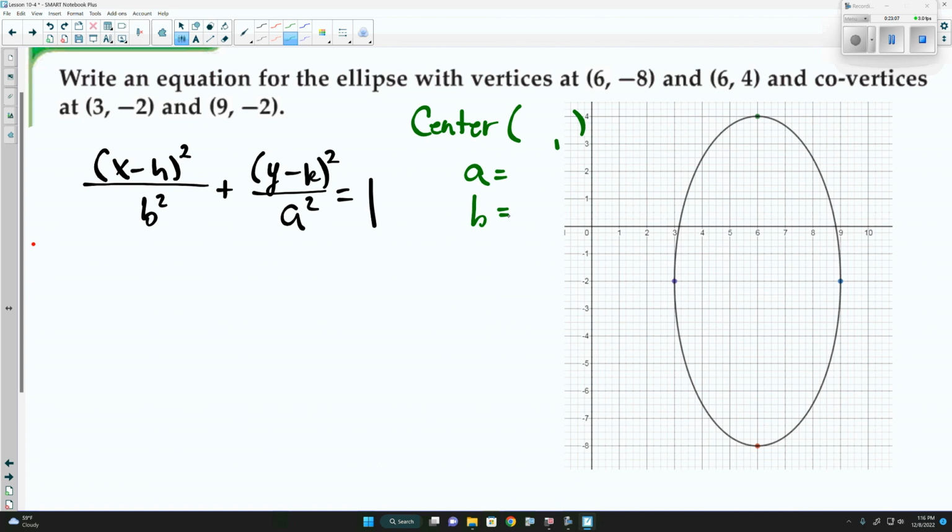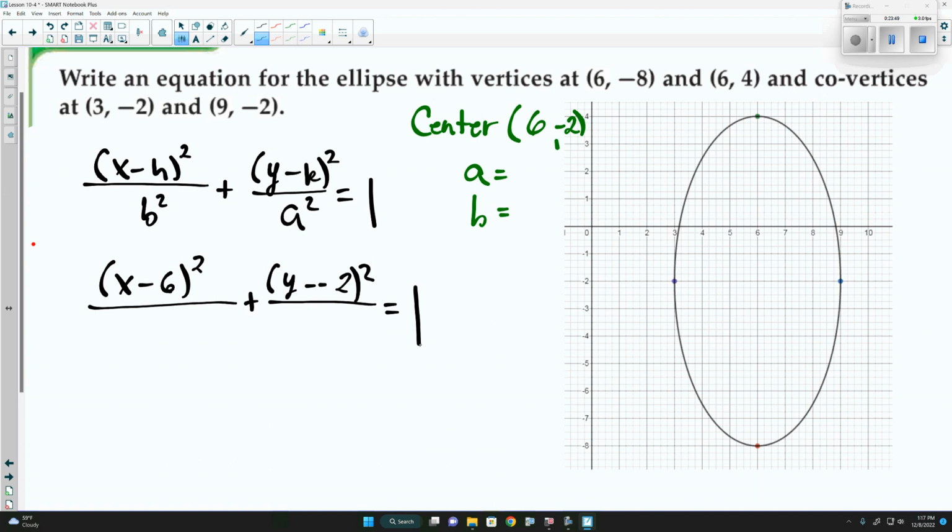Now, looking at the vertices, which number changes? The y value changes, yes? So that means the one that doesn't, the x value of 6, is the x value of the center. The co-vertices, the -2 doesn't change in the y. So that's the y value of the center. It works out nice that it does work that way. And we can plug those in. So we can say (x minus 6) squared plus (y minus -2) squared.